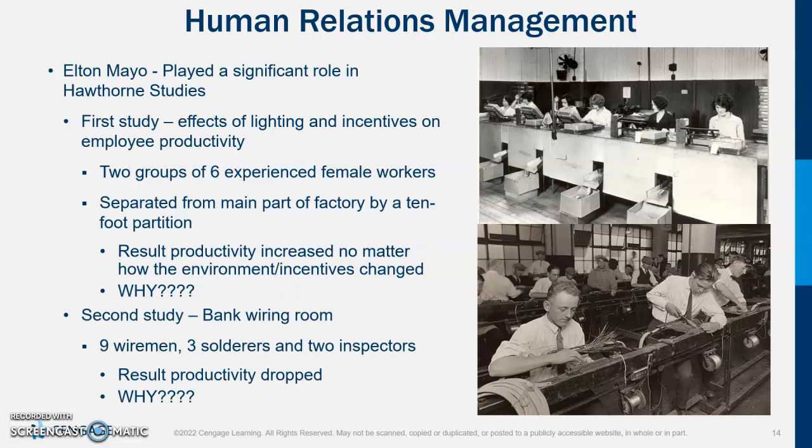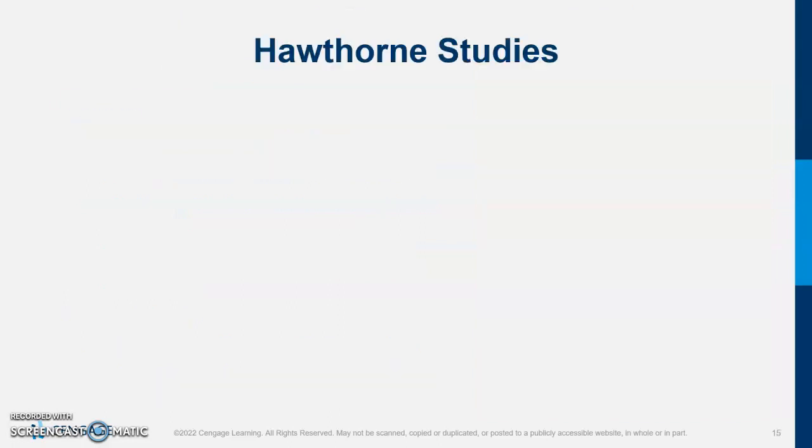He also did a study in a bank wiring room with 9 wiremen, 3 soldiers, and 2 inspectors. And no matter what they did, productivity dropped. And this was because the individuals in this study did not get along. And so because of that conflict, no matter what they did, productivity dropped.